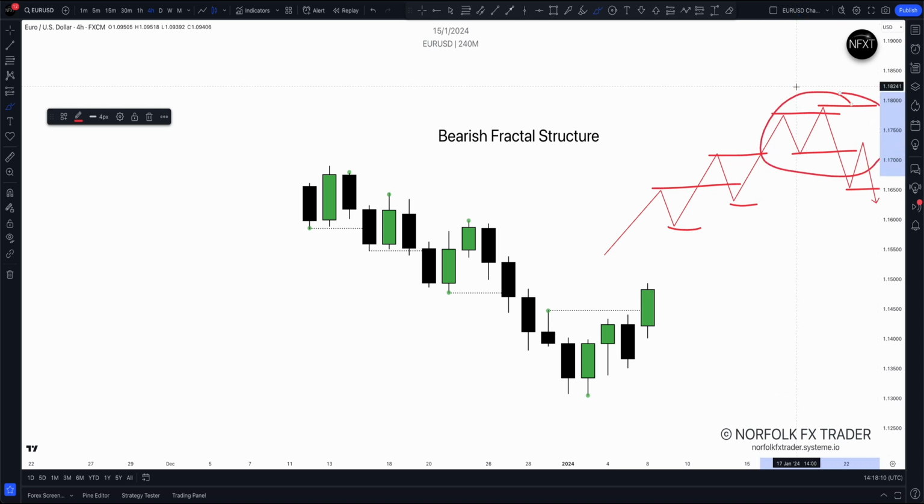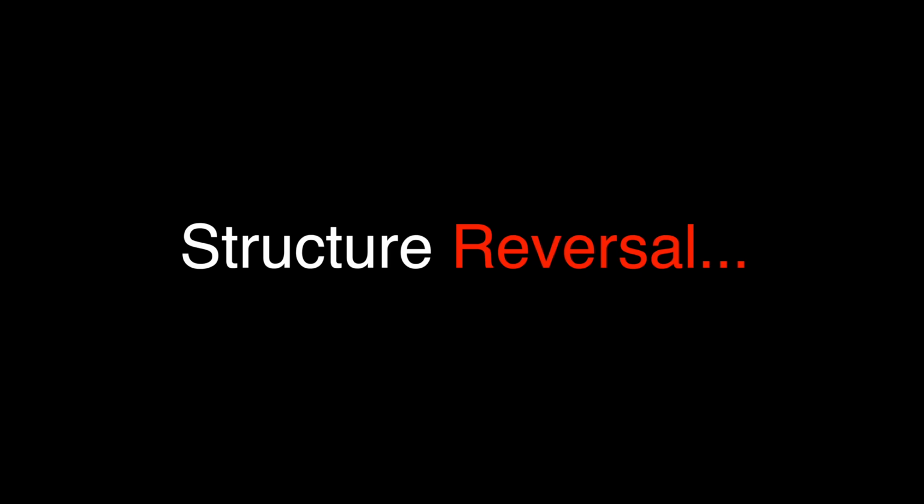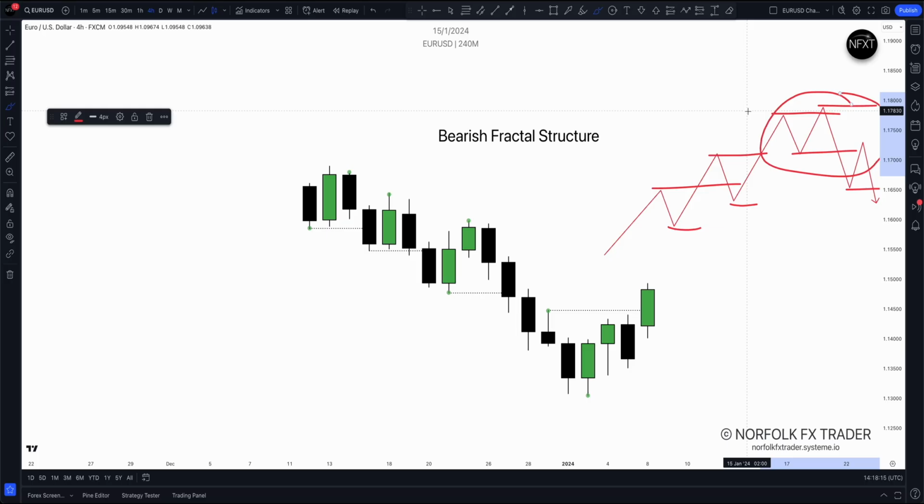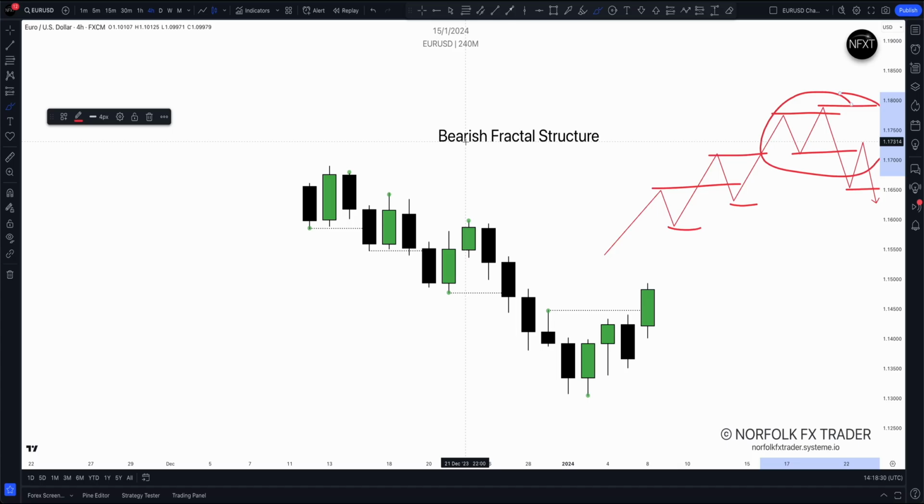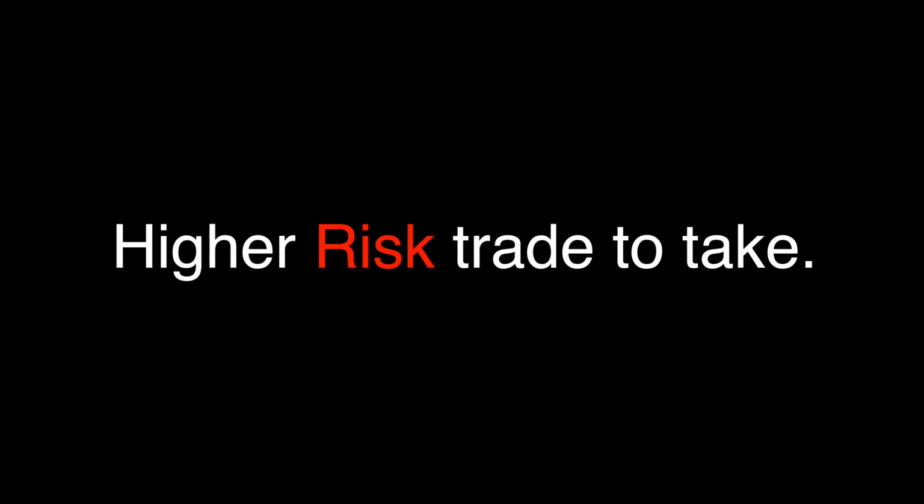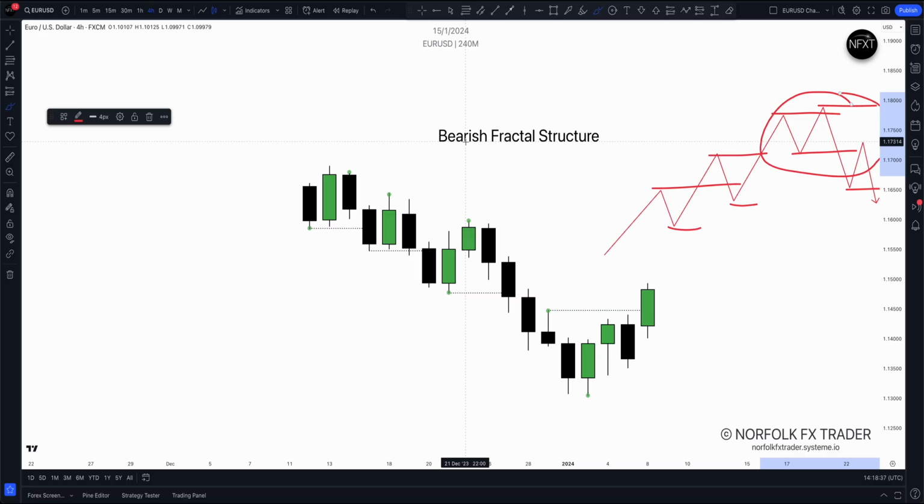So the change of character is going to show you that structure reversal. Remember the difference here. It's a swing or internal structure reversal. We're talking about a fractal structure. Now what this means is we're fine-tuning where we can look to take a trade, understanding we can actually improve our risk to reward, but also remembering at the same time this can also be a much higher risk trade to take. But if you take it at the right time in the market, the right placement, it can give you some great risk to rewards.